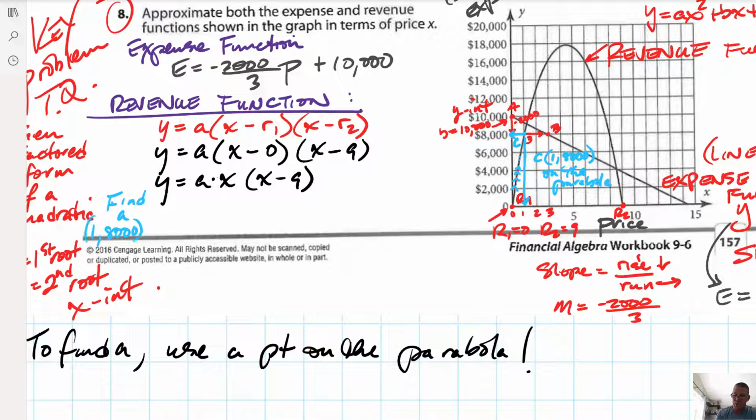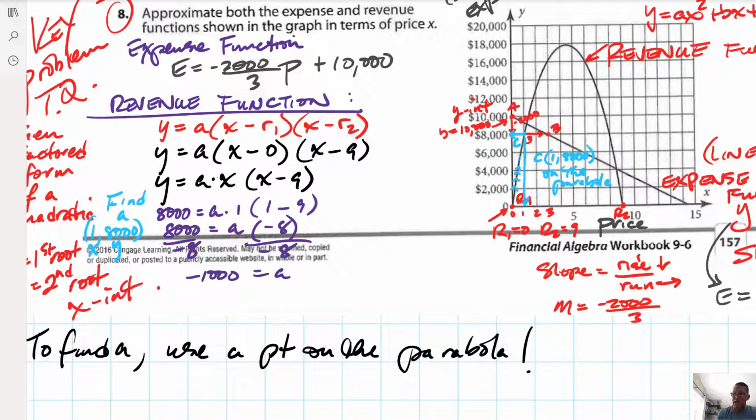All right, and then x is 1, y is 8,000, so here we go. So I substitute 8,000 in. Okay, don't know what a is, but I do know x is 1. So a times 1 times (1 minus 9). Okay, simplify. Get 8,000 on the left. 8 times 1 is a. 1 minus 9 is negative 8. All right, divide both sides by negative 8. And I get negative 1,000 equals a.